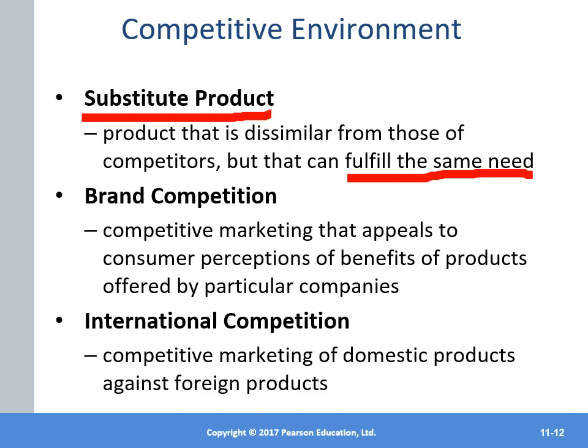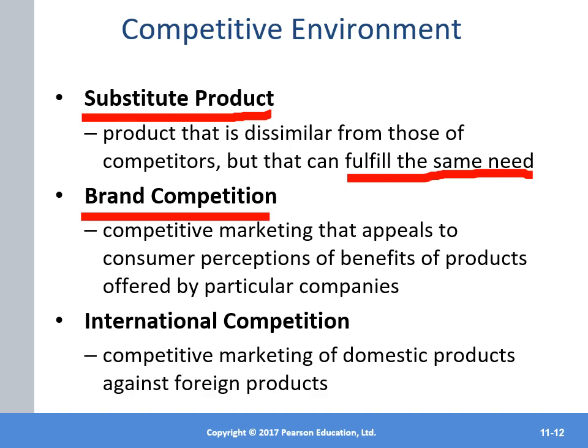The next type of competition is brand competition. Brand competition occurs between similar products and is based on buyers' perception of the benefit of products offered by particular companies. If you want to buy a product online, do you search Shopee, Lazada, Taobao, Amazon, or maybe others? Those are examples of brand competition. You will buy based on the benefit that you think is offered by the particular company.